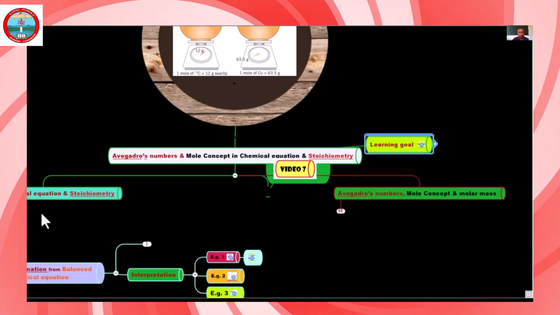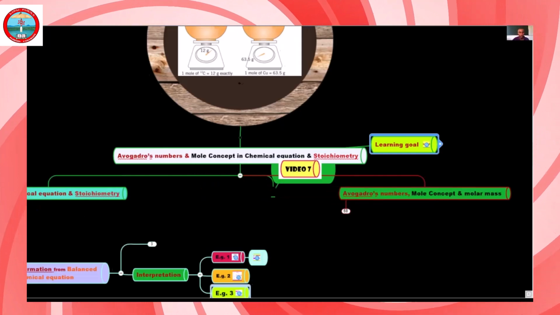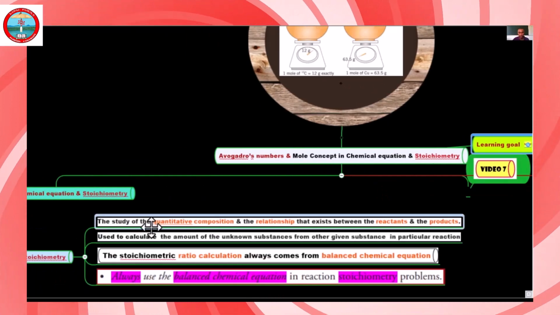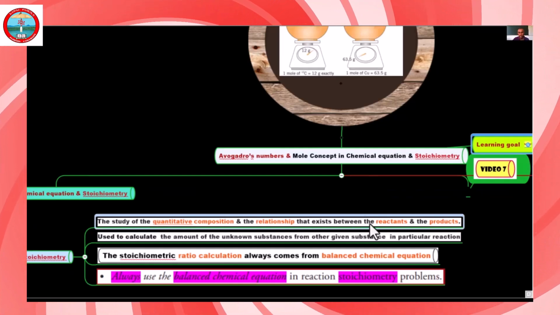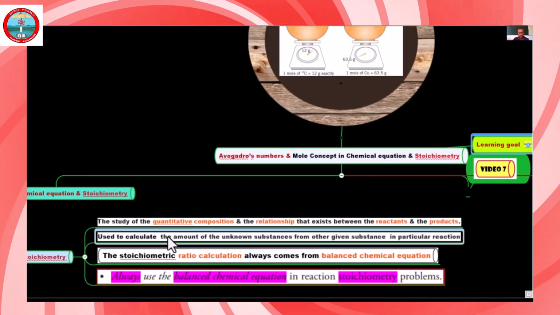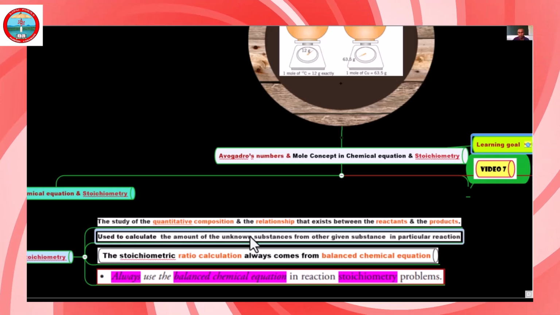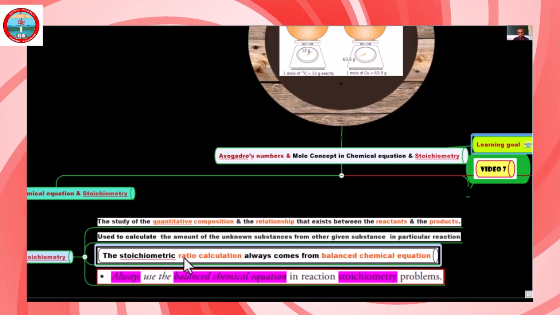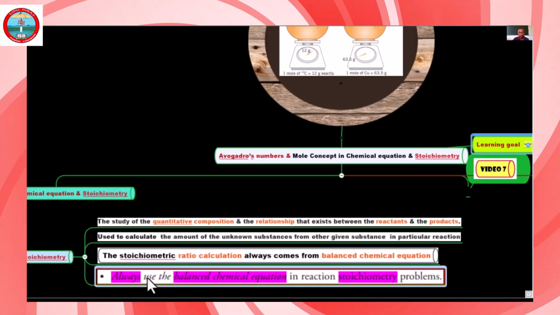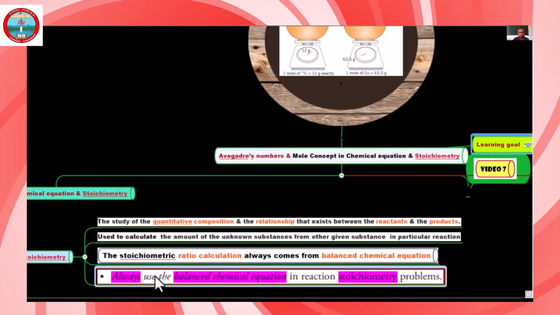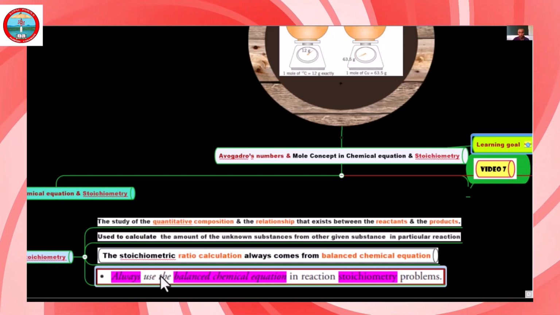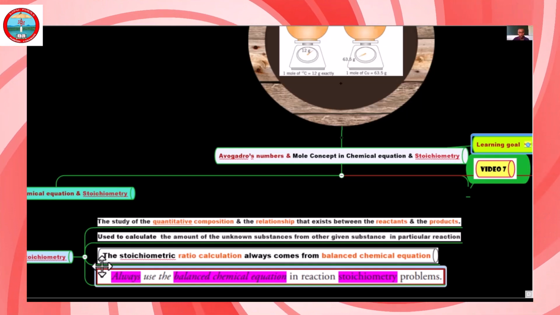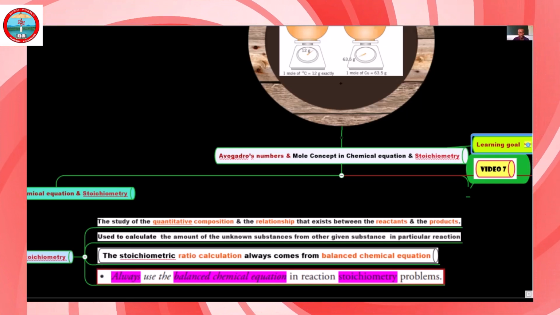Now let me move to the first concept, that is, what is stoichiometry? Stoichiometry is the study of quantitative composition and the relationship that exists between the reactants and the products, and it makes it easier to calculate the amount of unknown substances from the given other substance in a particular chemical reaction. The stoichiometric ratio calculation always comes from the balanced chemical equation. Always remember to use the balanced chemical equation to calculate stoichiometric problems. If the given chemical reaction is not balanced, try to balance it first.